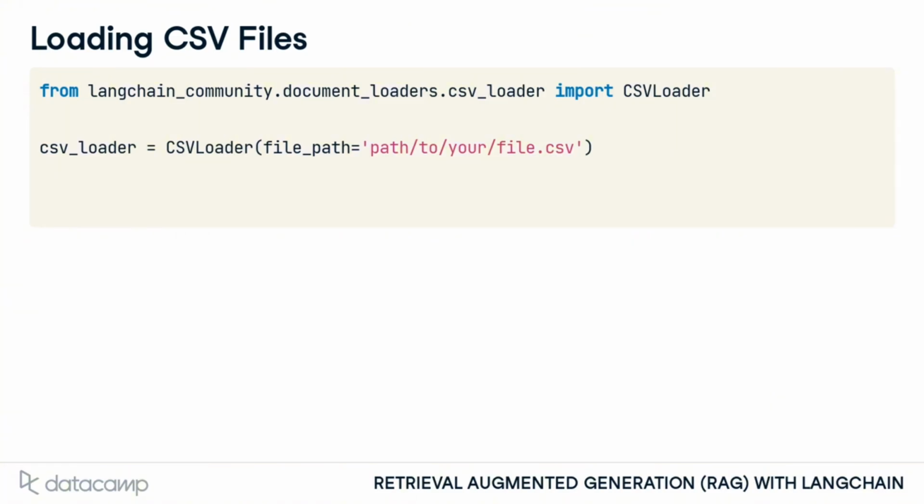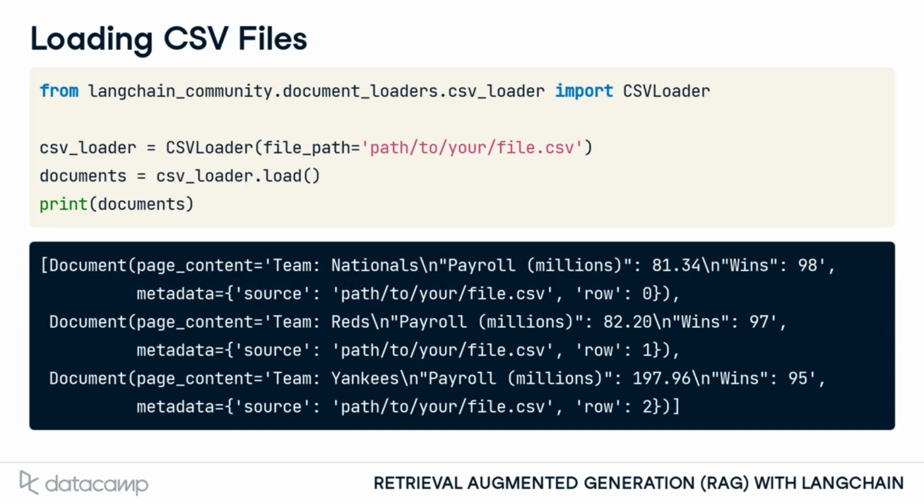Here's a quick example. We instantiate the CSVLoader class, passing it the path to the CSV file we want to load, assigning the result to csv_loader. To load these documents into memory, we call the .load method on the document loader. Each document has .page_content and .metadata attributes to access the respective data.